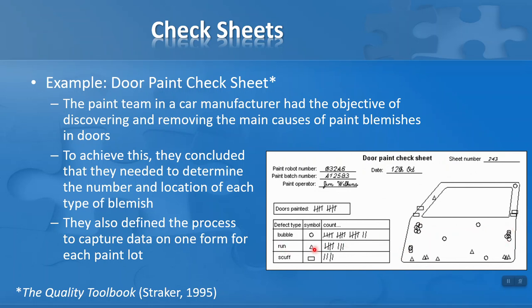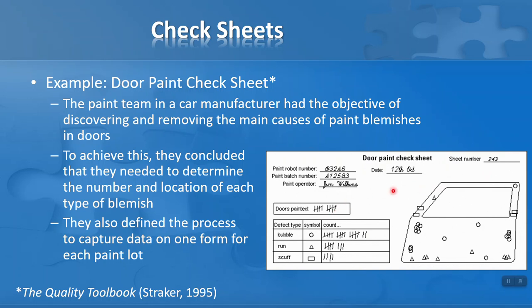The run is identified by the triangle, and we can see they're happening towards the bottom of the door in the main. And the scuff marks, there's only 4 of those have occurred, and they're occurring in the middle of the door on the left and on the right hand side. So we have a count, we have the different types of defect, and we have a defect map showing us the location of where they occur. And we also record other information here, such as the paint robot number and the batch number and who's the operator, the date and time, and so on.